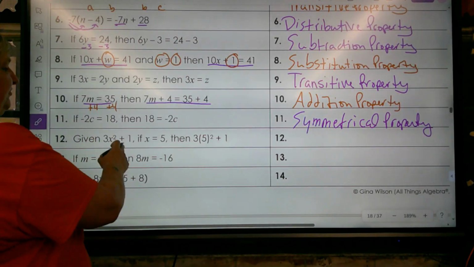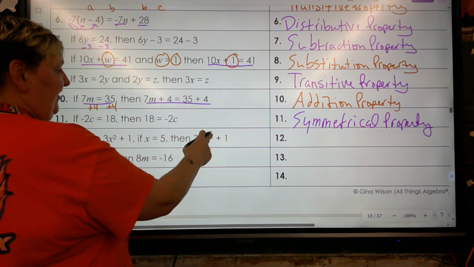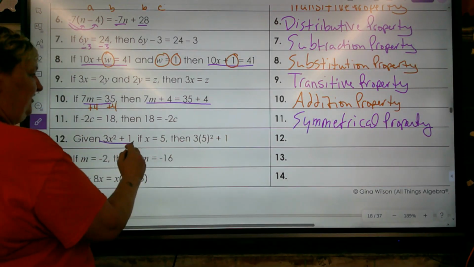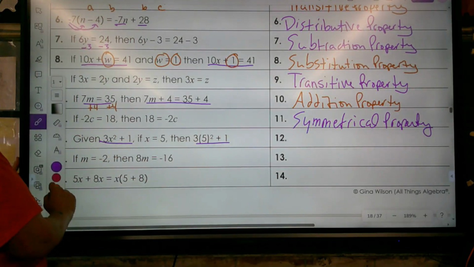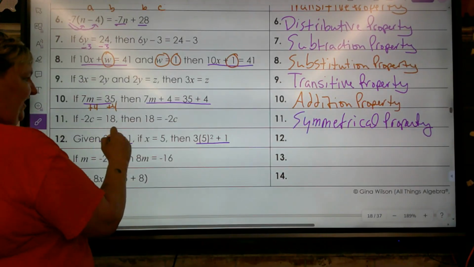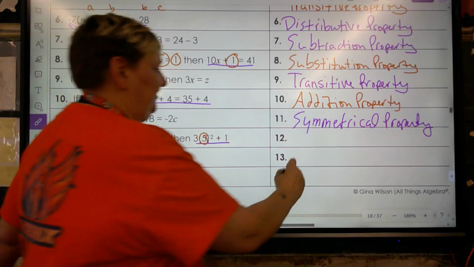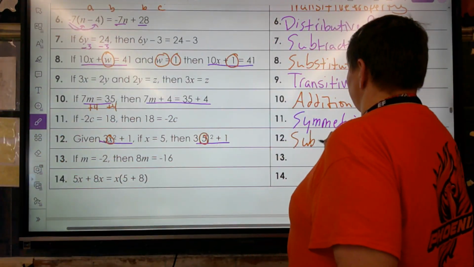Given 3x squared plus 1, if x equals 5, then 3 times 5 squared plus 1. So to get from here to here, it looks like we replaced x with 5. Substitution property. We substituted.